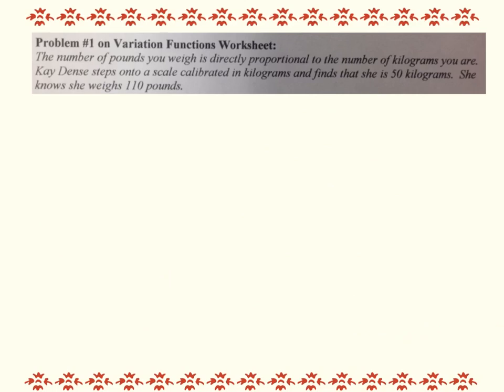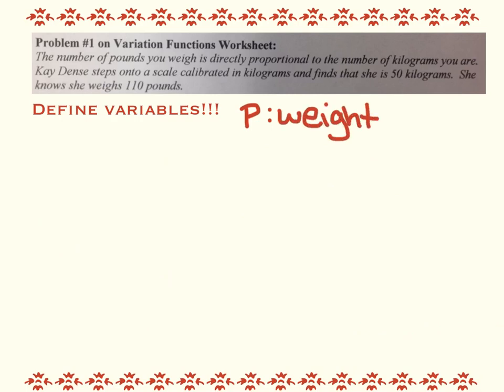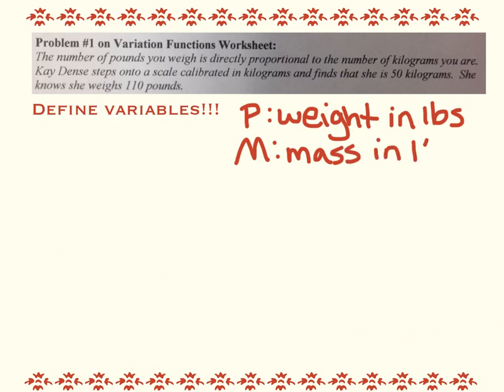So before we do anything else, we are always going to define our variables. And by define, I mean write them down. If you're going to use a P for pounds, that's fine. P is going to be the weight in pounds. And then we have mass is what the kilograms are measuring. So I'm going to use an M for the mass in kilograms. You can't just pick variables and use them without defining them on the page for the reader to know what you're talking about.